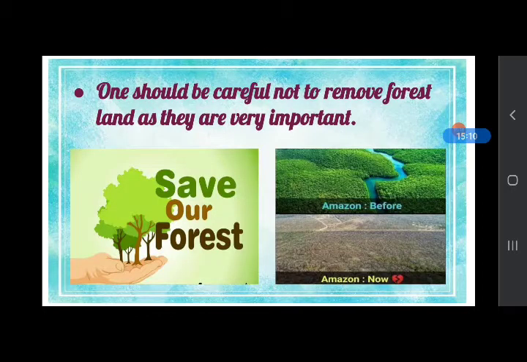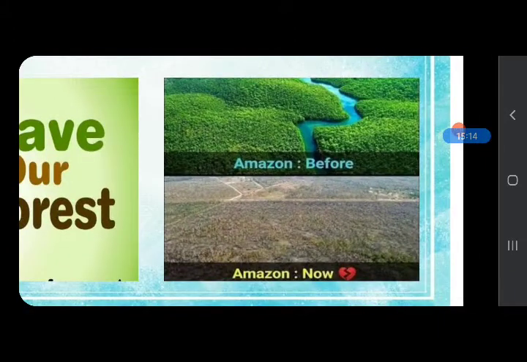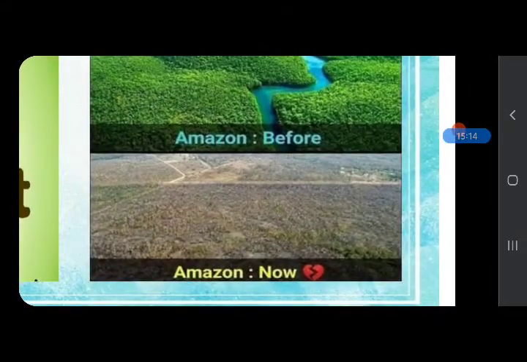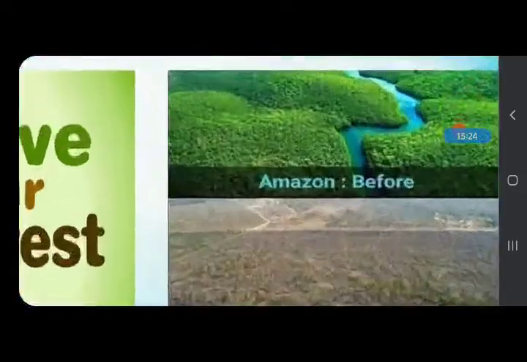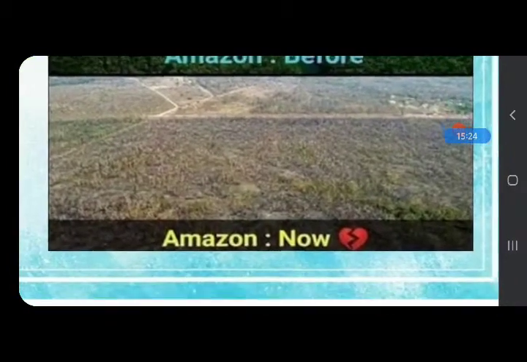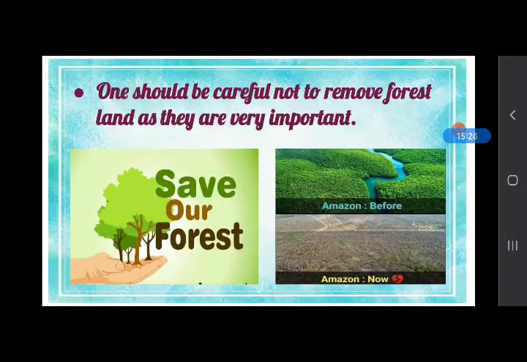So we should save our trees, because we can see the difference between the Amazon forest before and how it is now. If we do not take care of the forest, our earth will be like this. And you need to think and answer what are the ways in which we can help forests and our environment. So this is about occupations.